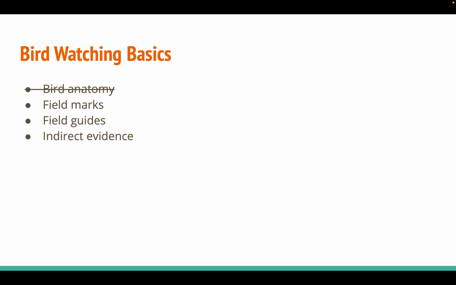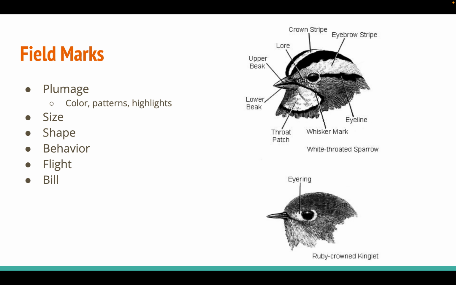Let's get into how you can recognize different birds besides just their anatomy using field marks. So if you're in the field and you see a bird, you can analyze their plumage, which is the color, patterns, and highlights of their feathers. So you can kind of see, like in this example bird, there's some striping going on the head, and we can't see the rest of their body, but we can imagine these stripes or other colors would persist on their body's feathers as well.